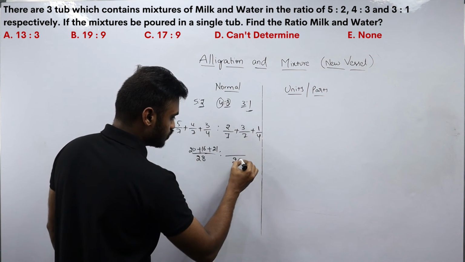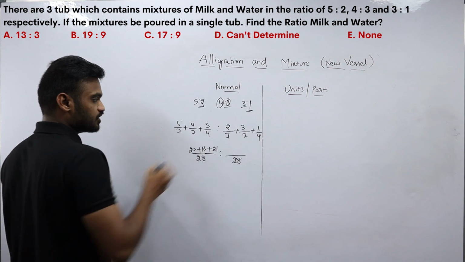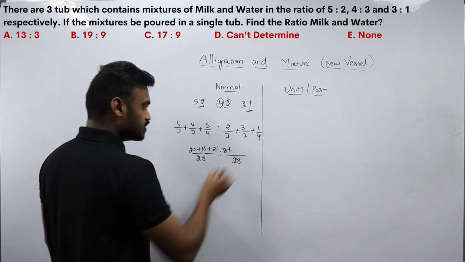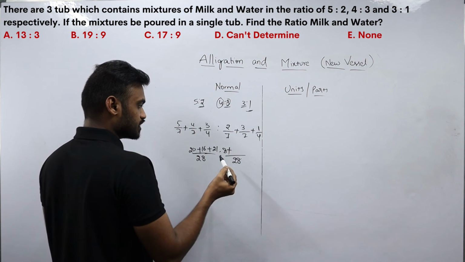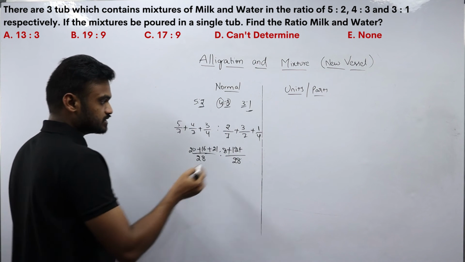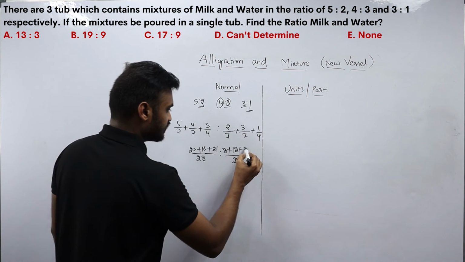Now the LCM here is also of 7 and 4, the LCM will be the same, that is 28. So we will get 2 by 7 into 28, that is 7 4s are 28, 2 4s are 8, plus 3 by 7 into 28, that is 7 4s are 28 and 3 4s are 12, plus 1 by 4 into 28, that is 4 7s are 28, so 7 here.